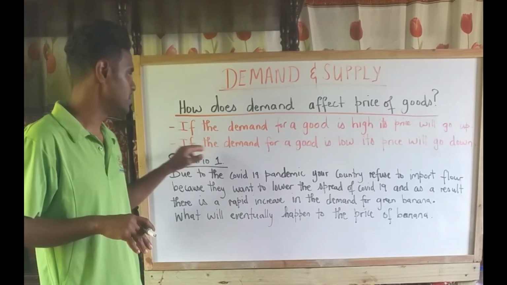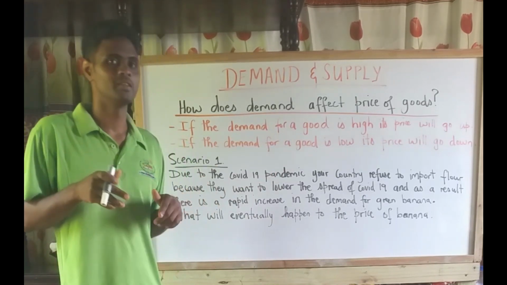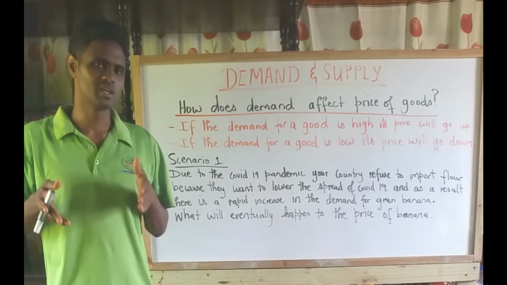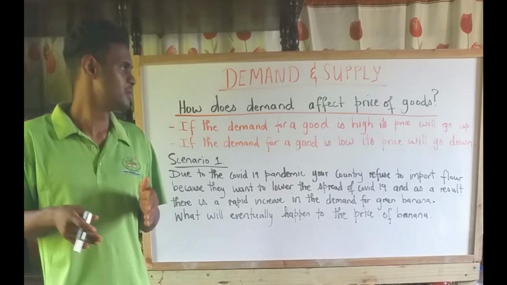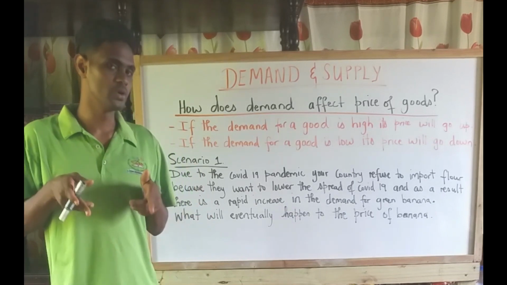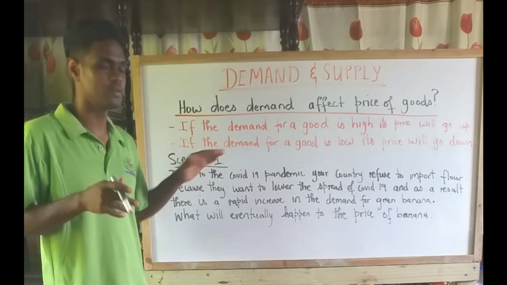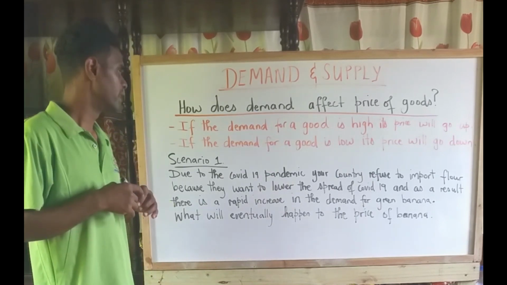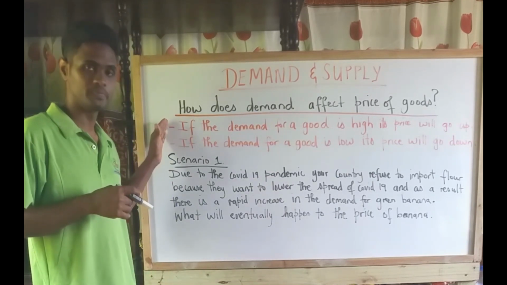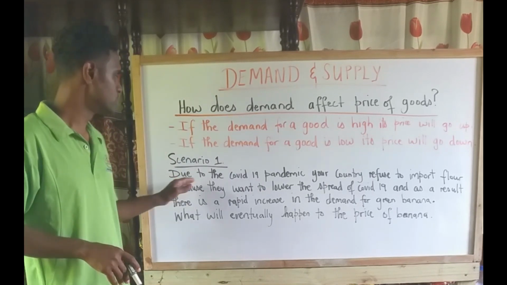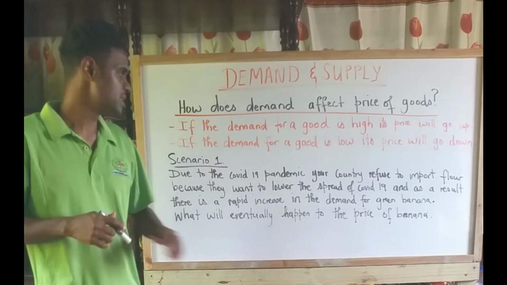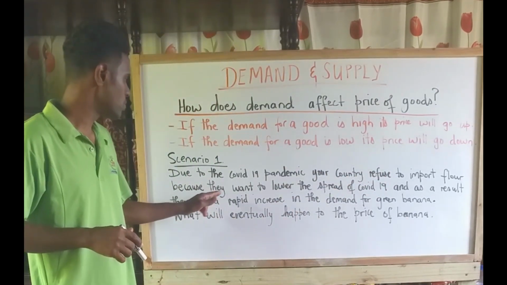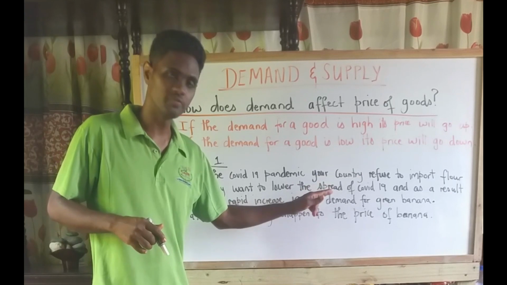On the other hand, if the demand for a good is low, that means people don't really want to buy that good, or are not buying it a lot, then eventually the price for it will go down. Alright, we'll look at that further as well. So we're going to look at a number of scenarios or examples to explain the theory. Scenario 1. Due to the COVID-19 pandemic, your country refused to import flour because they want to lower the spread of COVID-19.